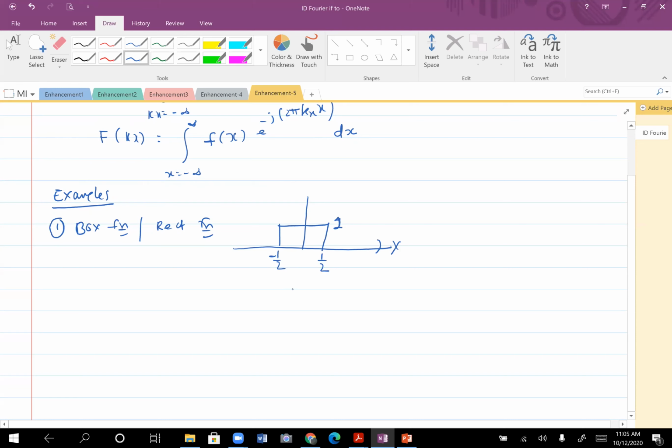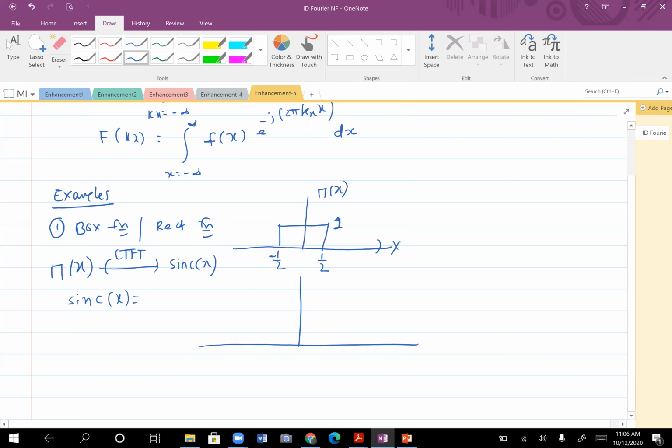So what would we be getting as a result of this in the Fourier domain now? So this is what you have as this rect function here. For the rect function, if you take the CTFT of it, what would we get here? Sinc function, right? How is the sinc function? There are a couple of slight variations in the definitions of the sinc function. What do we mean by sinc function here? Sine of pi x by pi x.